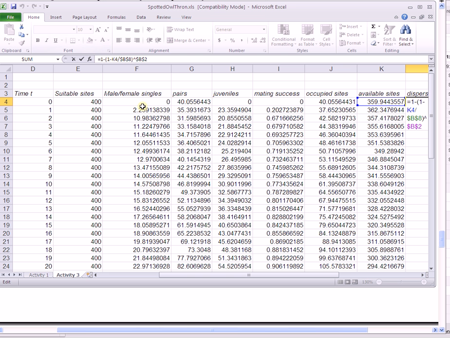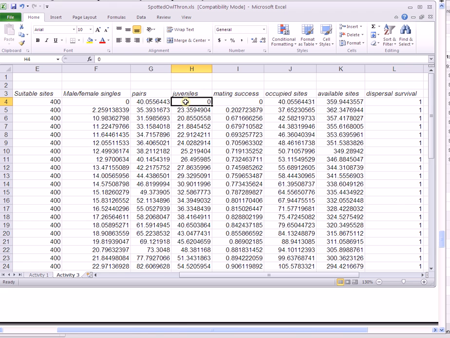I should mention that you put values here, here, and here. And then you put equations for mating success, occupied sites, available sites, dispersal survival. Then in the second line, you'll need equations for singles and pairs, and also for juveniles. And then the equations in the first line that you've already created, you can fill down to the second line.